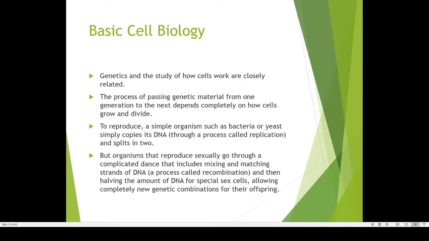To reproduce, a simple organism such as bacteria or yeast simply copies its DNA through a process called replication and splits into two. But organisms that reproduce sexually, like human beings, go through a complicated dance that includes mixing and matching strands of DNA called recombination, and then halving the amount of DNA for special sex cells, allowing completely new genetic combinations for their offspring. So this is also one thing that makes everyone unique.